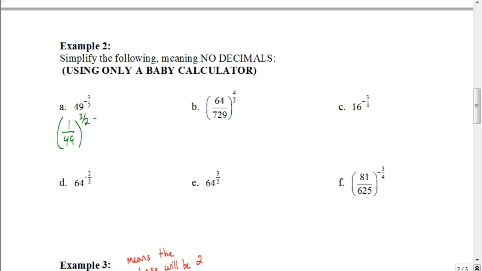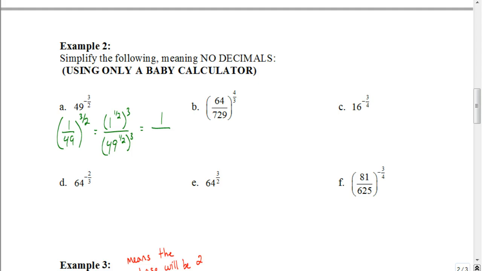Now that 3/2 we've learned applies to both the numerator and the denominator. So I'm going to break that up into the root and the power. So the denominator, we're going to do the same thing. We're going to apply the root and the power there as well. Now with the numerator, that's just going to be 1. The square root of 1 is 1. 1 cubed is 1. The denominator, the square root of 49 is 7. And now we have to figure out what 7 cubed is.